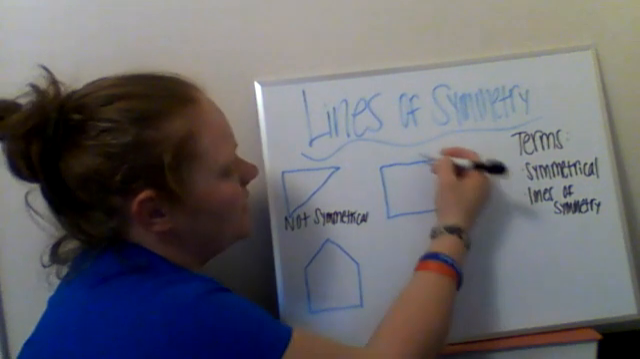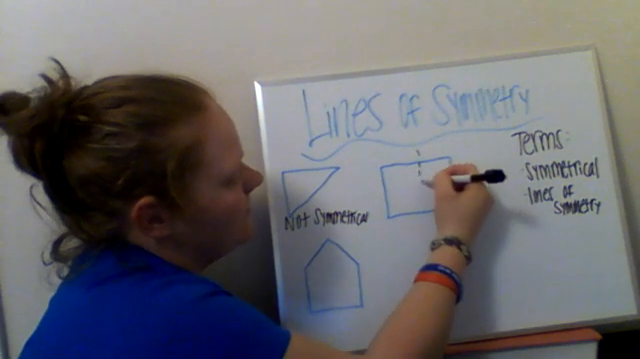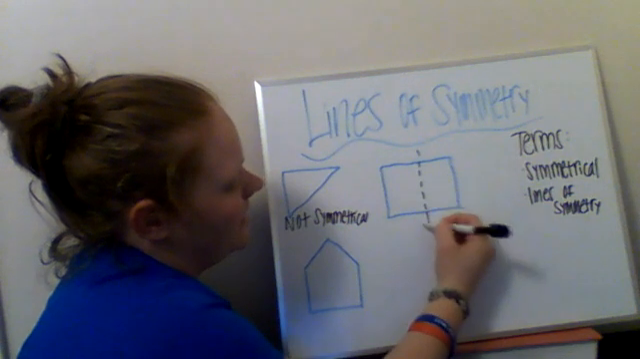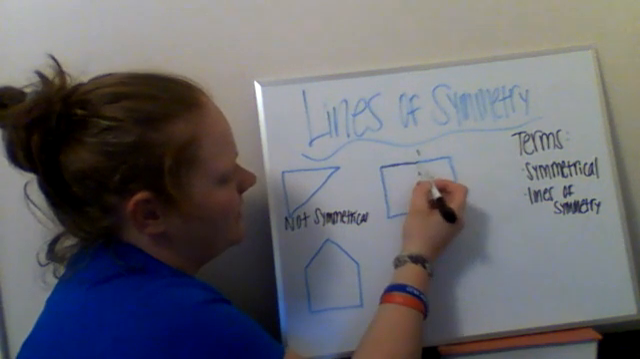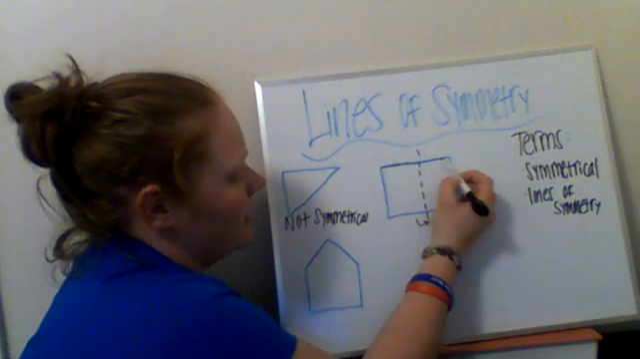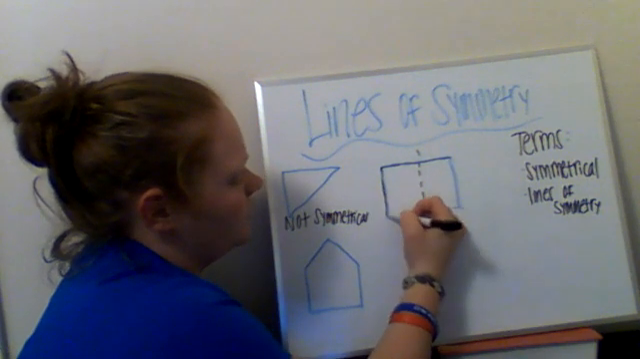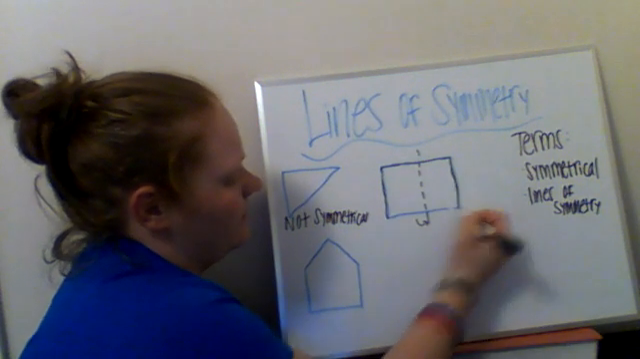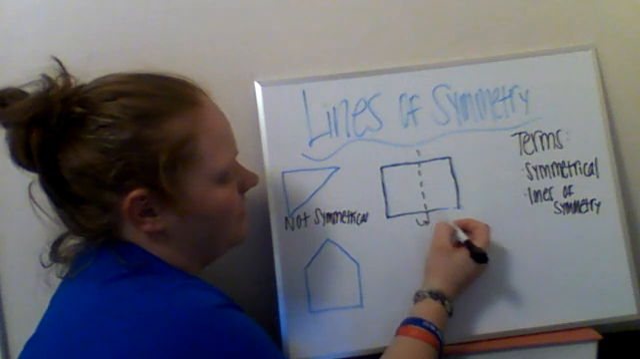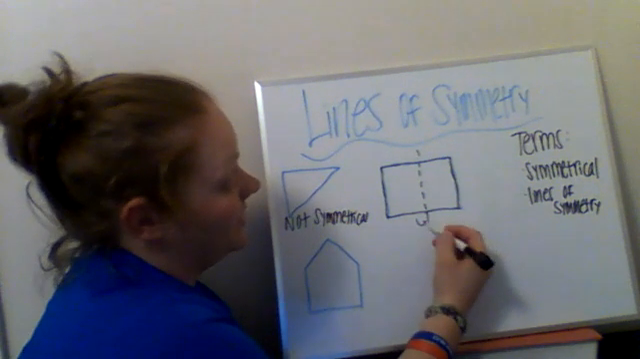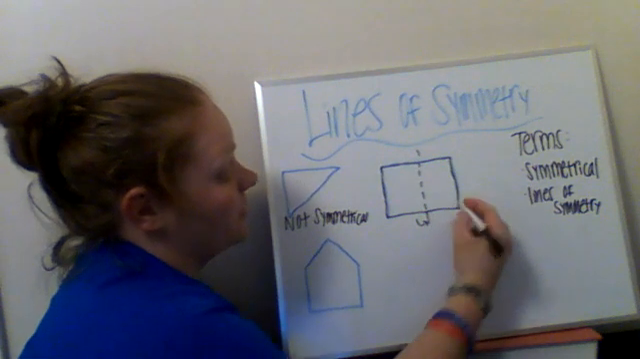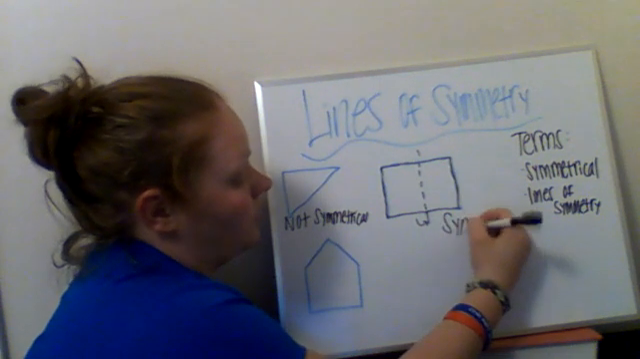All right, so let's look at our square over here. Okay, if I was to draw a line down the middle and I was to fold it over, that means this would line up over here. This one would line up over here. And then I would have this line up over here. So that means this object can be symmetrical because this line of symmetry works. So this shape is symmetrical.